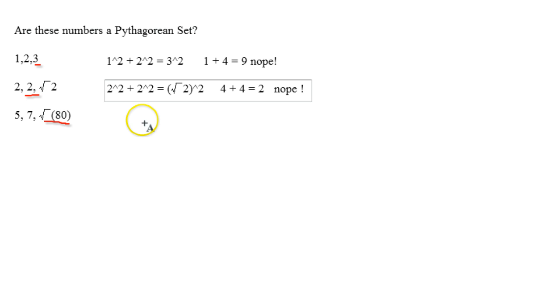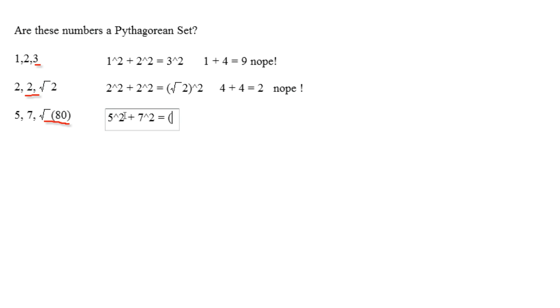Very simple stuff. Now this one right here, 5 squared plus 7 squared equals the square root of 80 squared. So 5 squared is going to be 25 plus 49. And once again, when you square a square root, it just becomes the number because the square root and the square cancel out.